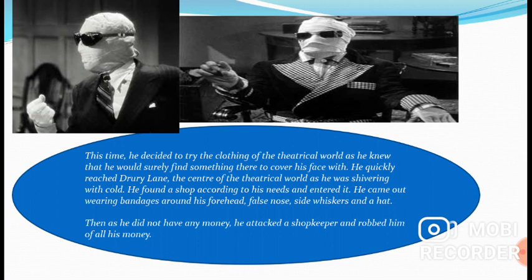Drury Lane is the place where there are a lot of drama companies. He went over there, shivering with the cold. He entered a shop, and after entering, he wore a bandage over his face, and he also had a false nose, whiskers, hat, and goggles over his face. Now, after wearing all these things, he came out of the shop, and now he needed money. In order to get some money, he went very silently behind the shopkeeper, attacked him very cruelly, robbed all the money, and left that place.